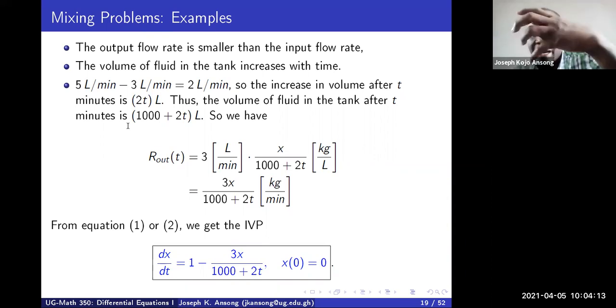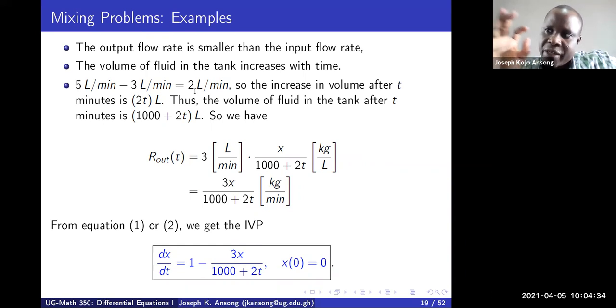Now, what is coming in is 5 liters per minute and is going out at 3 liters per minute. The difference between that is giving you 2 liters per minute. So that at each time, t minutes, for instance, if I multiply the t minutes by the 2 liters per minute, I'm going to get 2t. So at each time t, the volume increases by 2t, okay? So the volume after t minutes is going to be 2t L, 2t liters.